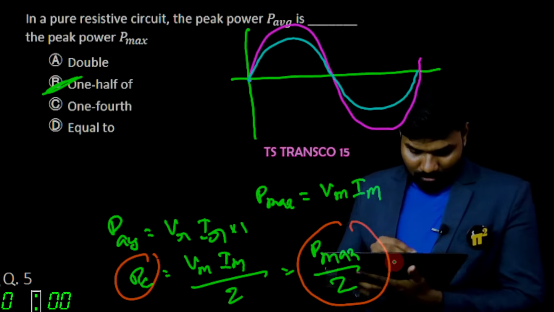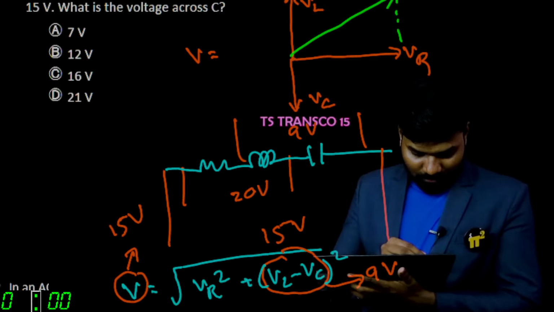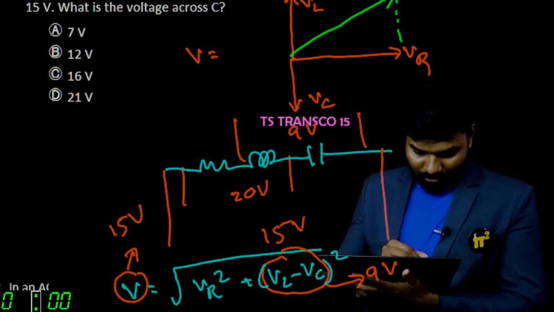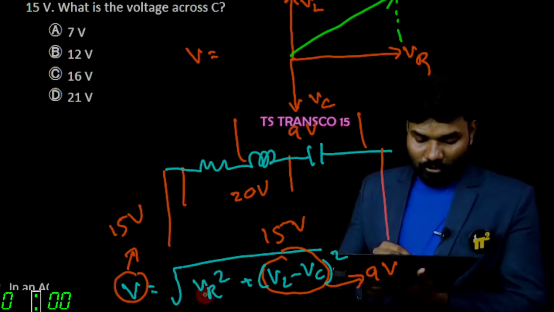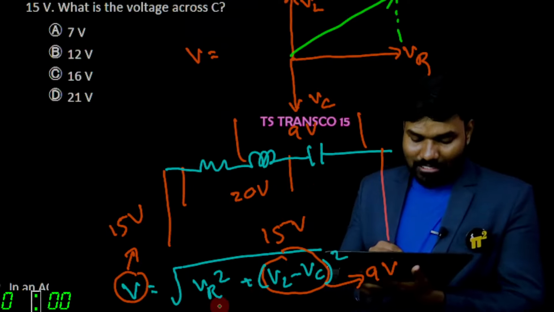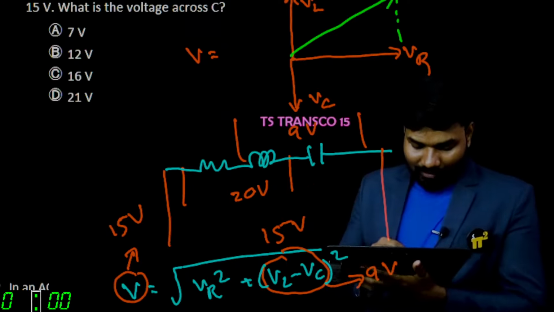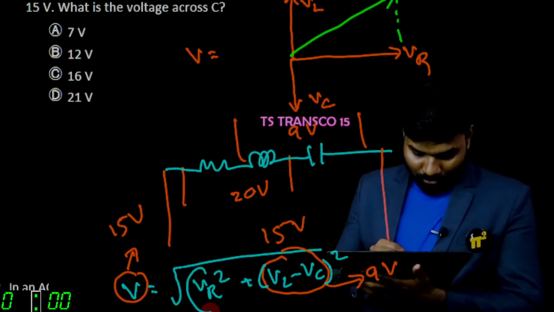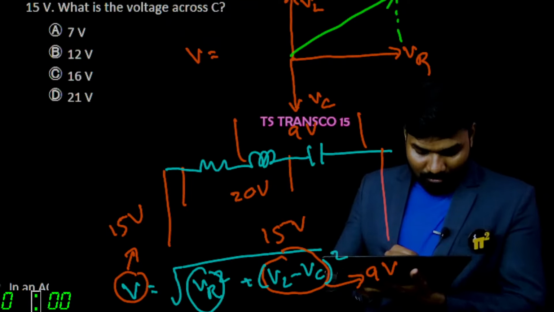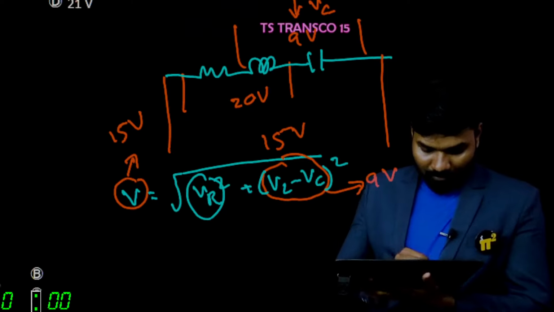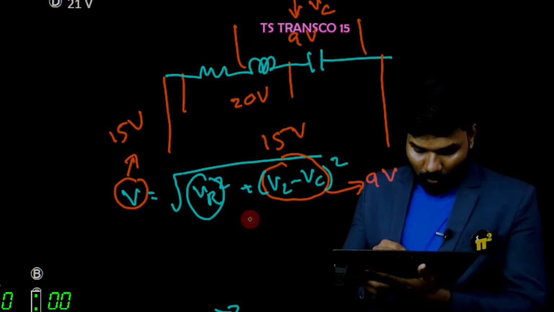Where is it? No, not this. Question number? Yes, this one. So now you just do this math. You should be getting this VR as, if I'm not wrong, 12 volt. The answer will be how much? 12 volt.